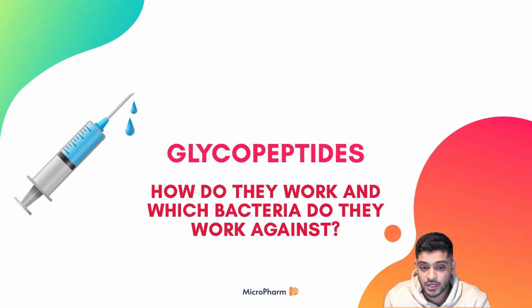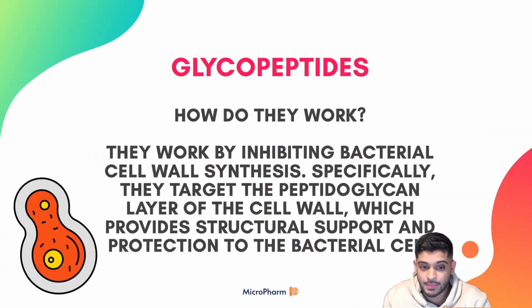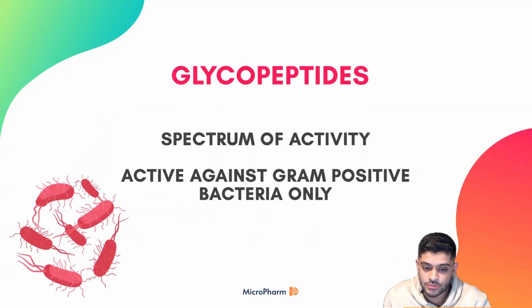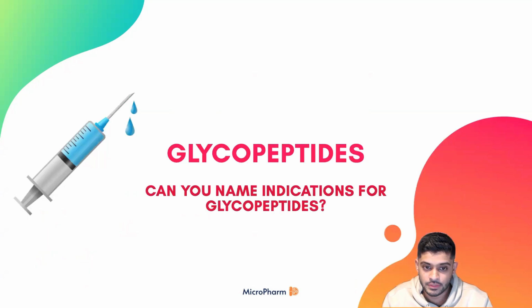How do glycopeptides work? So we covered this. They inhibit bacterial cell wall synthesis. They target the peptidoglycan layer of the cell wall, which provides structural support, but they do this in a different manner to penicillins. All of their activity is against gram-positive bacteria. So that's something that's very important to remember.